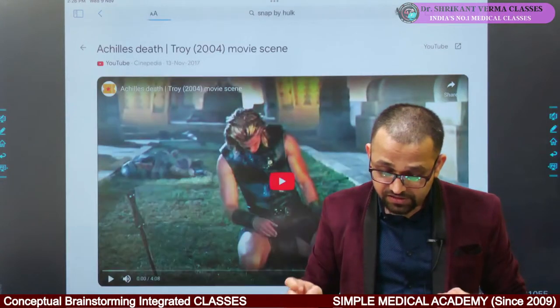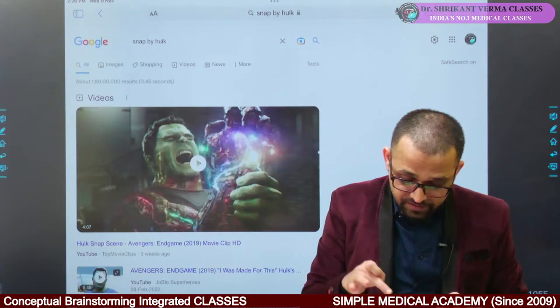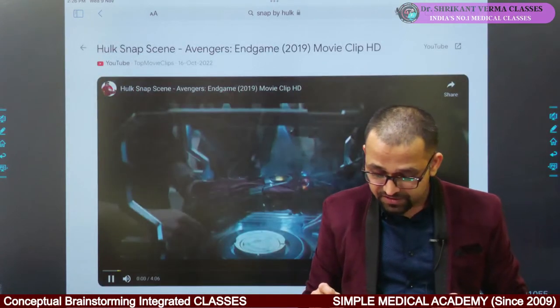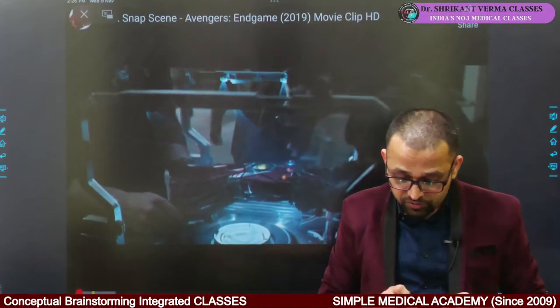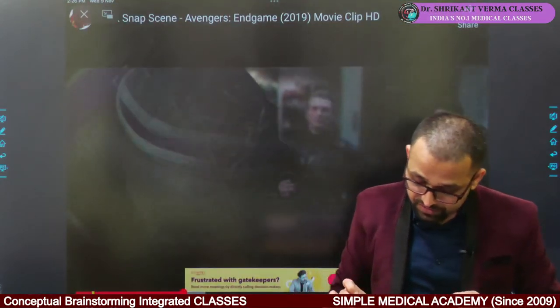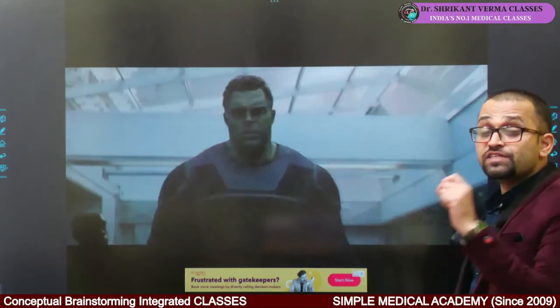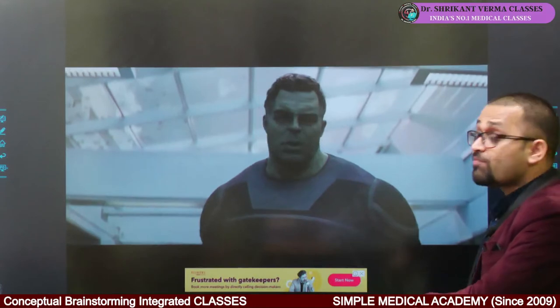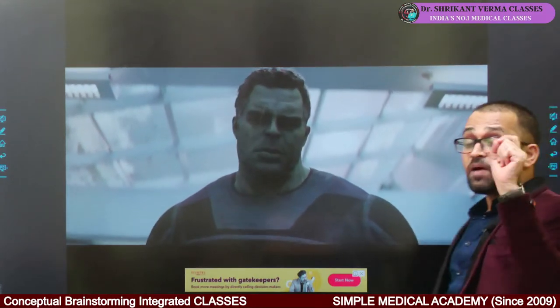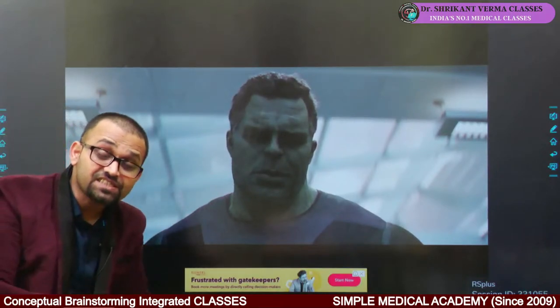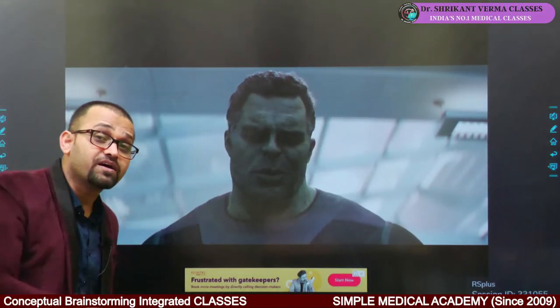So you will see this beautiful movie, just to make the scene interesting. Gamma radiation, we are going to talk about gamma knife surgery. Just see this scene. We are going to integrate it with the acoustic neuroma gamma radiation. Who was the best person for the snap? Yes, Hulk. Why? Because he was the creation of the gamma radiation.